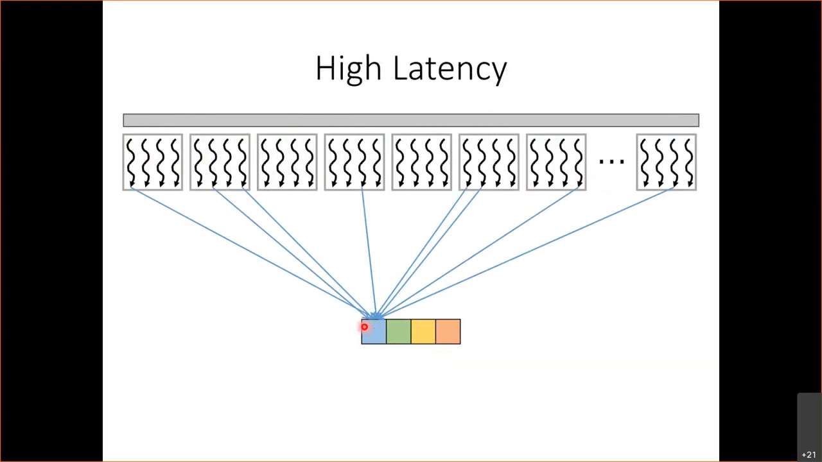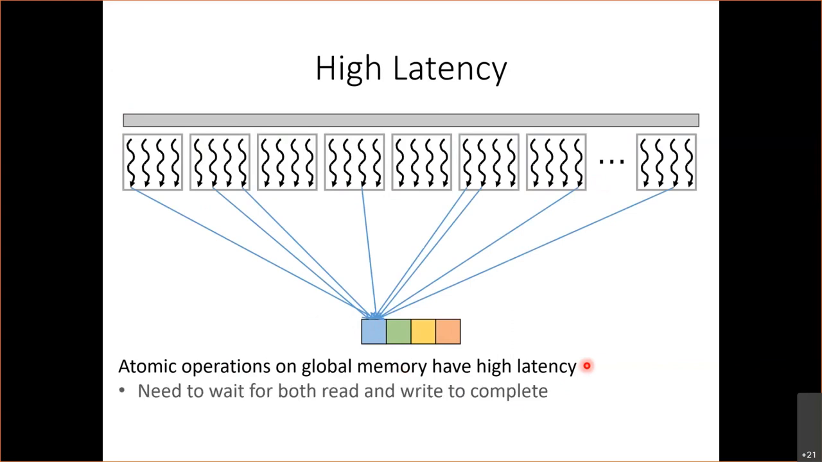Our atomic operations on global memory have high latency. The reason is that, one, we need to wait for both read, modify, and write to complete. The atomic operation is not just a read, and it's not just a write. It's a read, modify, and write. That's why this atomic operation takes a very long time to complete, so it really slows down my thread.